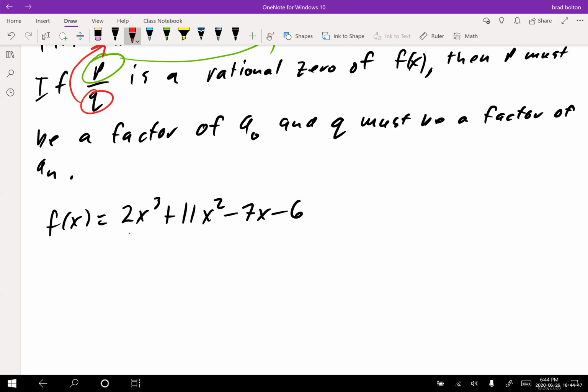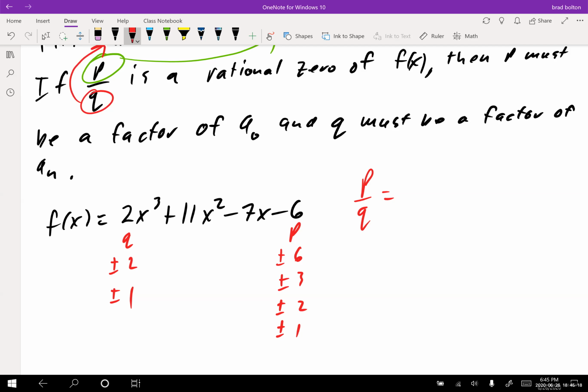We can take q and do plus or minus 2 and plus or minus 1, because those are factors of 2. And over here, for our p, we can use plus or minus 6, plus or minus 3, plus or minus 2, and plus or minus 1. Those are all the factors of 6. So if we want to write our p over q's, we take all the possible p's, and then we divide them by all the possible q's.